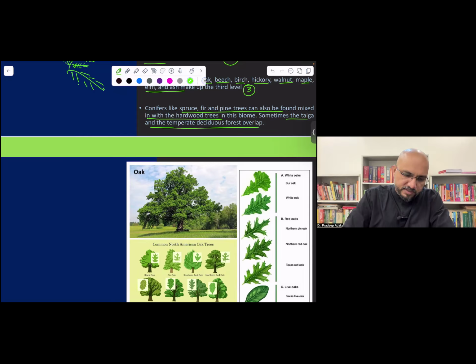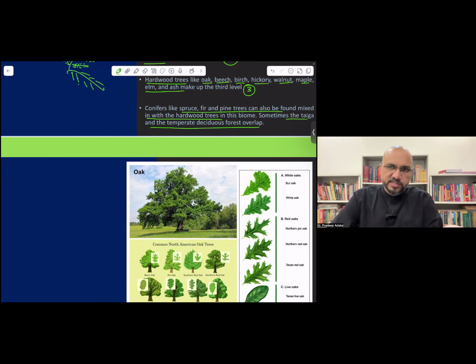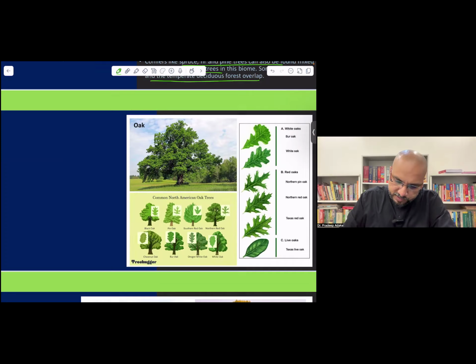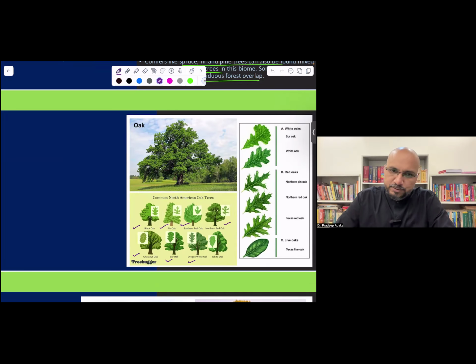So in the taiga biome, we saw some deciduous trees. In the same way, in the temperate deciduous forest, you can also see some conifers. So this is oak. Again, oak has many variations. There are different types of oaks. Here you have black oak, pin oak, southern red oak, northern red oak, chestnut oak, bur oak, Oregon white oak. So very different types of oaks are available. So oak is another example of a deciduous tree of the temperate forest.